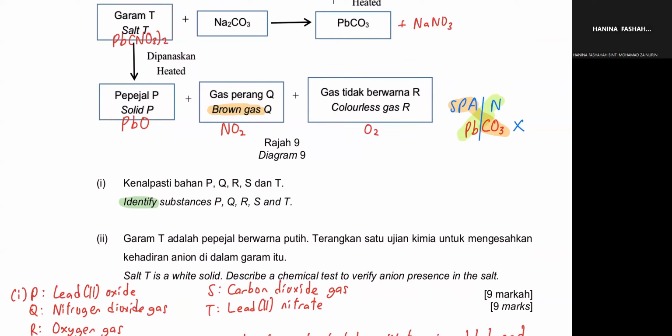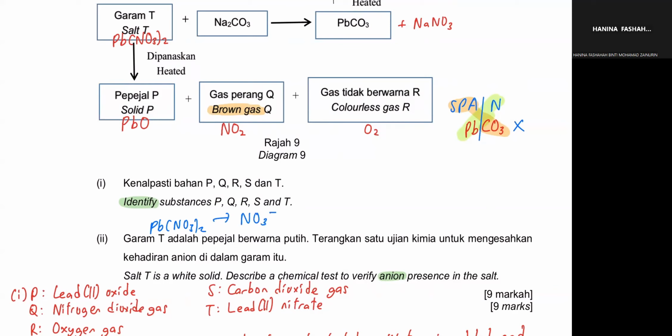So this one is an anion test actually, because they have to verify the anion in the salt. Salt T is actually Pb nitrate. So what is the anion? Nitrate. So we have to test this. Don't know if you still remember how to.